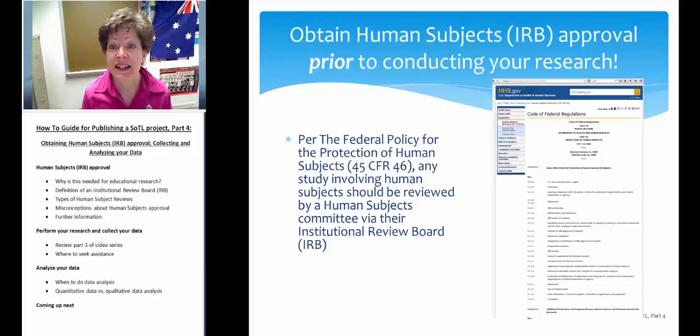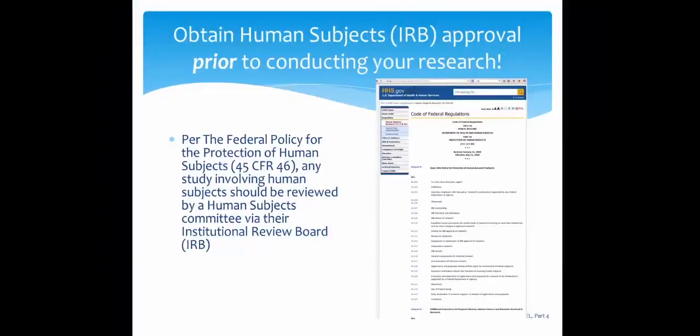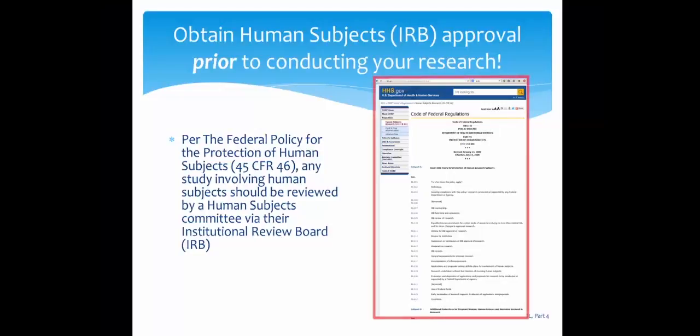So what exactly is this human subjects or IRB approval? There is a federal policy for the protection of human subjects. It's a very long government document, but in Title 45, Code of Federal Regulations, Part 46, abbreviated 45 CFR 46, any study involving human subjects needs to be reviewed by a Human Subjects Committee through their Institutional Review Board, abbreviated IRB. The screen capture I have on the right shows that Code of Regulations, Title 45, Part 46.